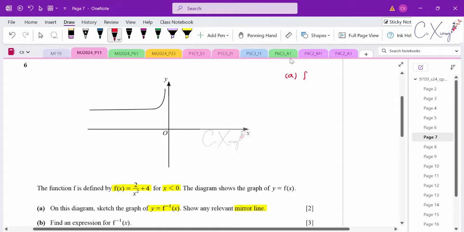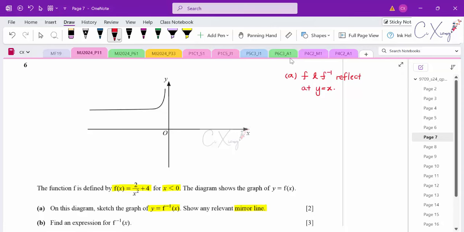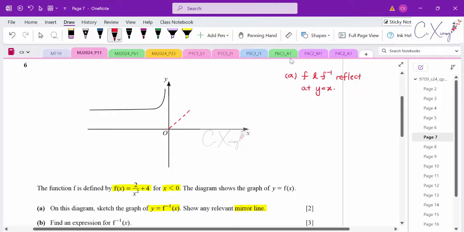You should know that f and f inverse reflect each other at the line y equals x. So that means the mirror line will be y equals x. That's the first thing that you need to know. If you want, we can try to sketch the line y equals x first, so that you can imagine that it is basically the mirror of the graph here. I do it also for this part, and I label it y equals x.